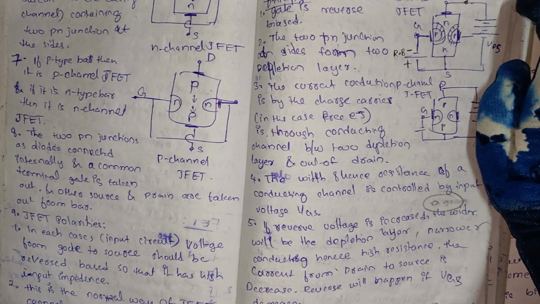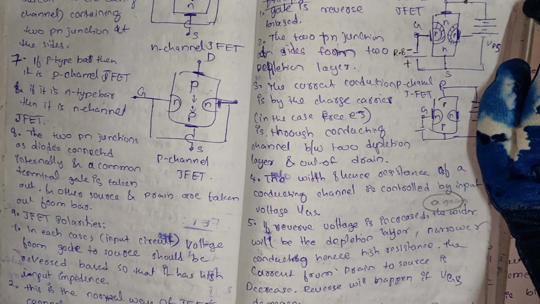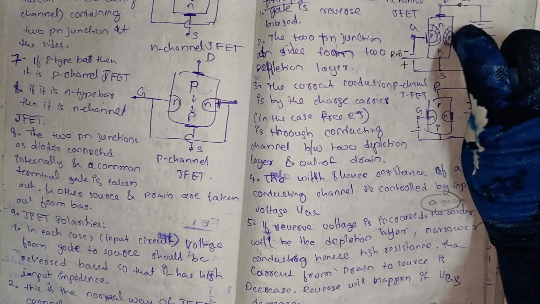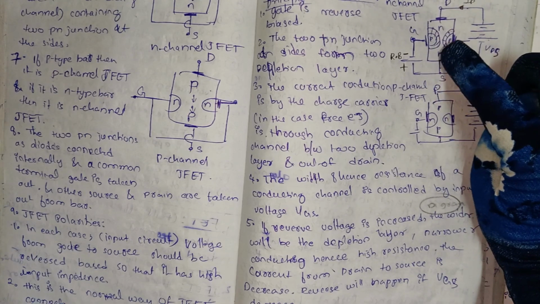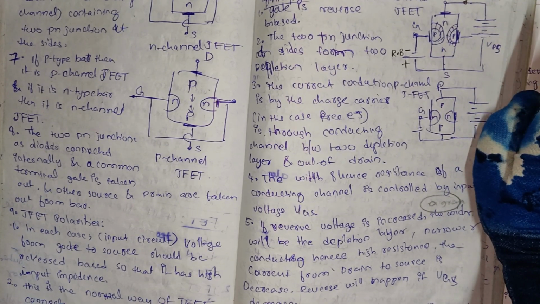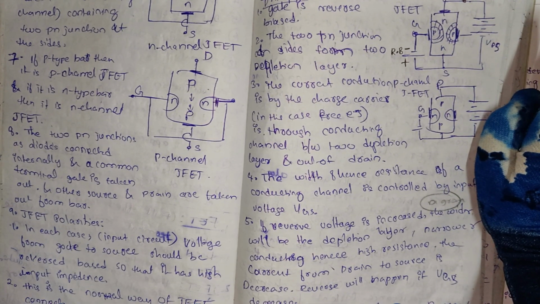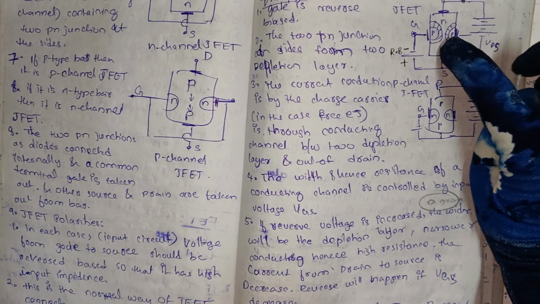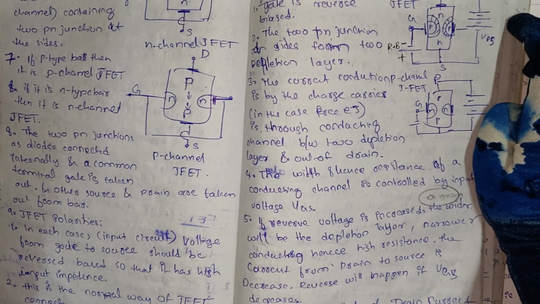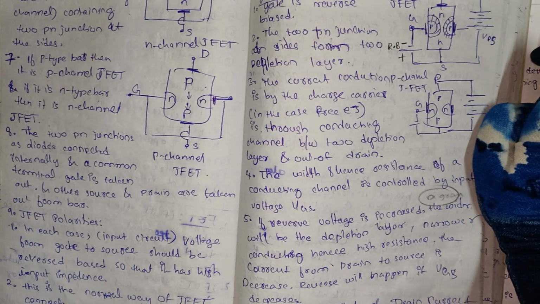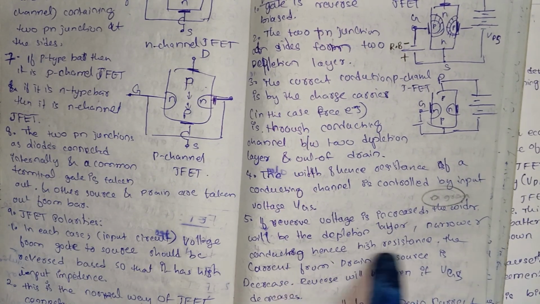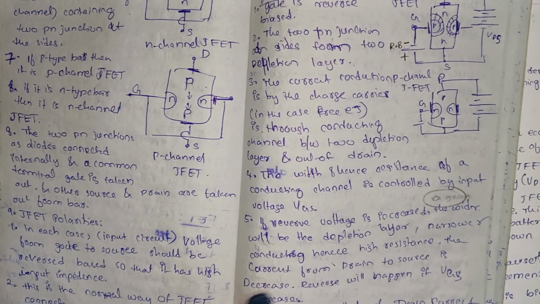Wider will be the depletion region because of the diffusion, as we have already known. So a narrower conducting channel, hence high resistance, will be there. A narrower conducting channel means there is a small area for the flow of electrons, so the current from drain to source decreases.